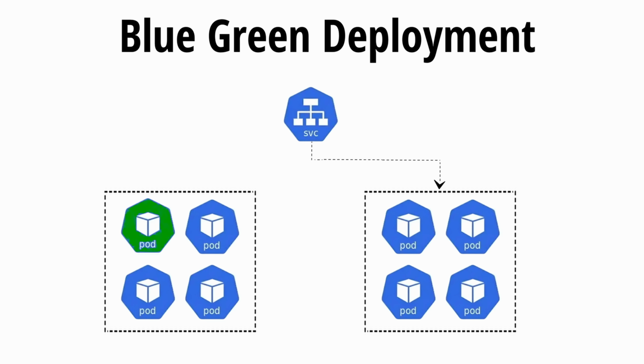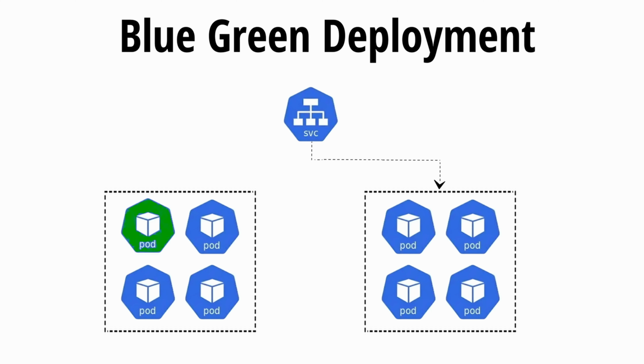Now let us talk about blue-green deployment. A blue-green deployment is a release strategy in Kubernetes where two environments, blue and green, are maintained. One with the current version of the application, which will be blue, and another with the new version, which will be green. The transition between the two environments is achieved by switching the traffic from the blue to the green environment. This approach allows for minimal downtime and easy rollback in case of any issues.